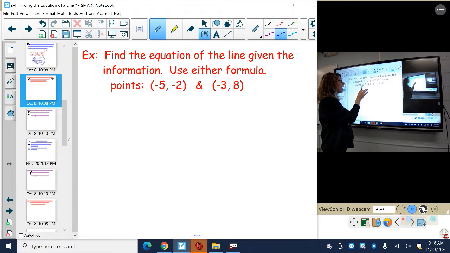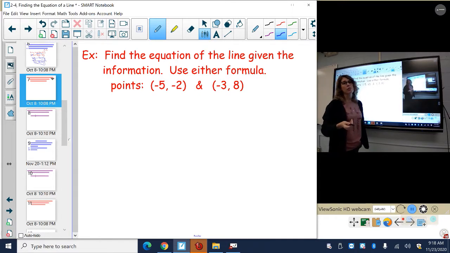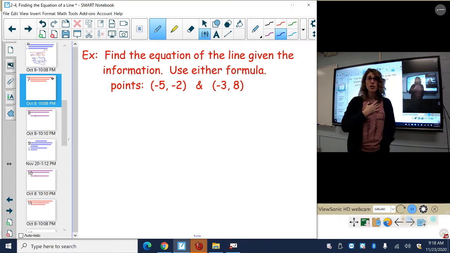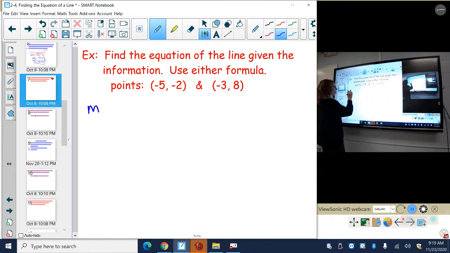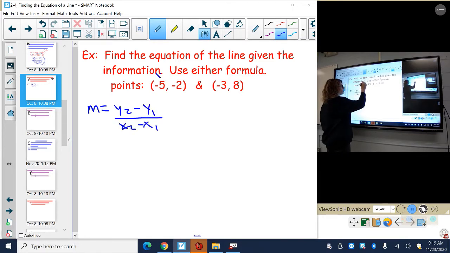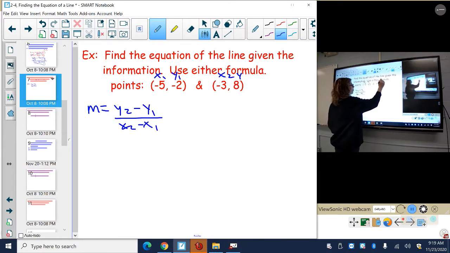Find the equation of the line. Given the information, use either formula. Now, I give you 2 points. If I'm giving you 2 points, the question I have for you is, do I have the slope? I do not have the slope, but I can simply find the slope by using the formula y2 minus y1 over x2 minus x1. So here's x1, y1, here's x2, y2.